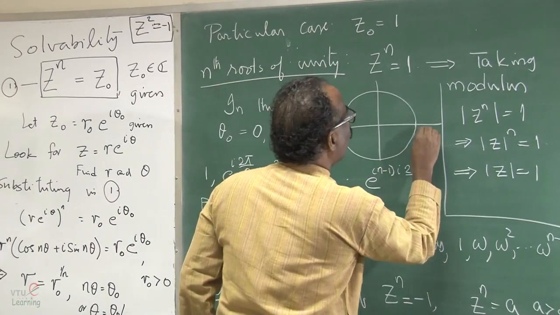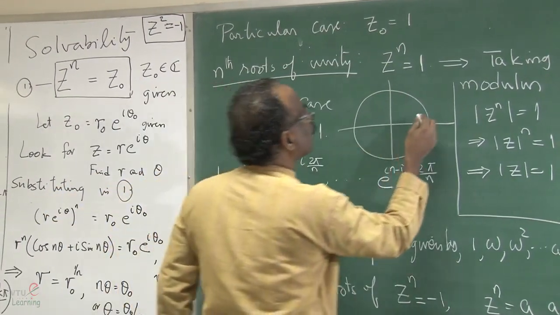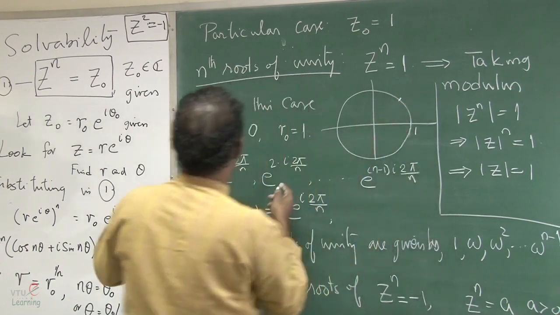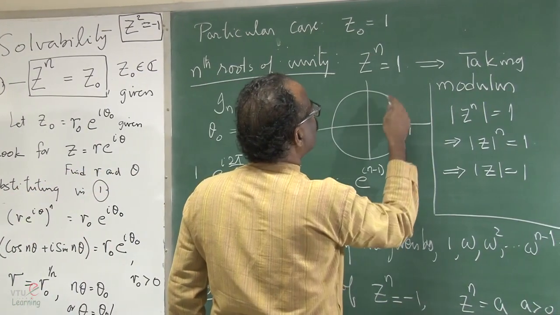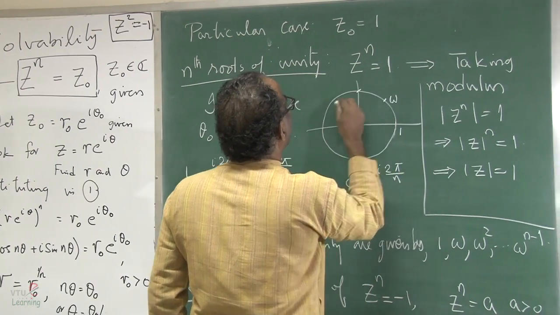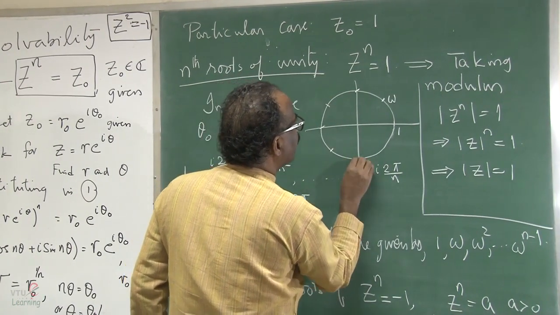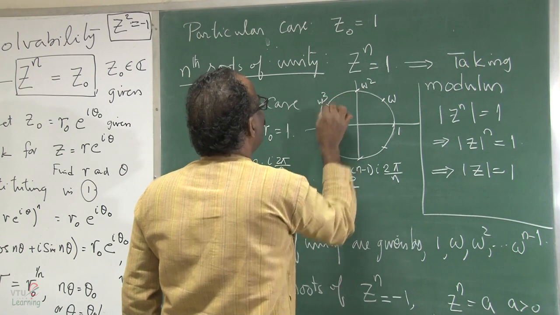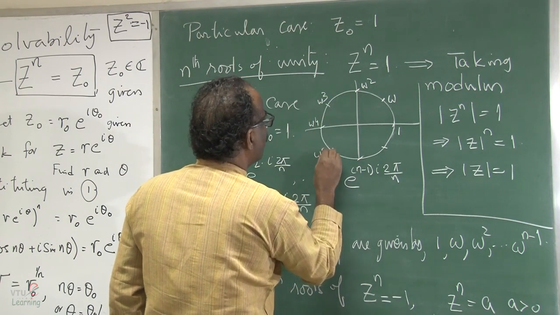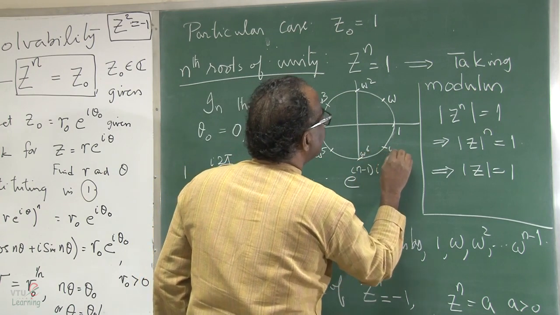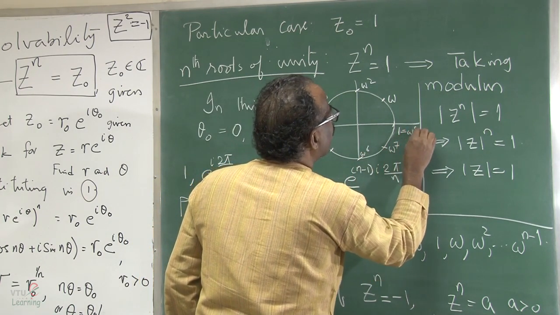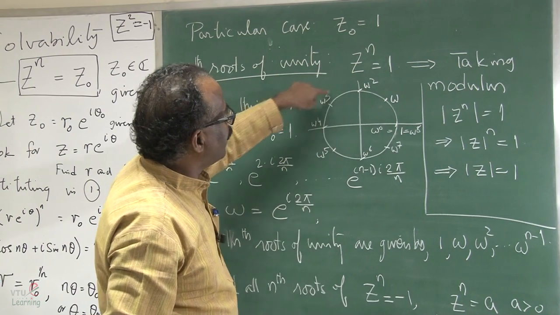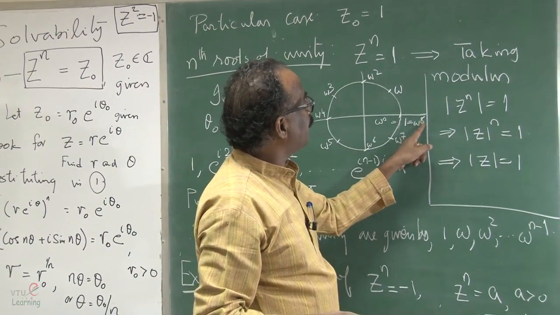So you see, these are all the roots omega. Suppose your first root is here, then omega here, and the next omega here. So equally it goes. This is omega square, this is omega cube, this is omega power 4, this is omega power 5, omega power 6, omega power 7, and this is nothing but omega power 8, which is the same as omega power 0. You see? So these are all the 8th roots of unity.